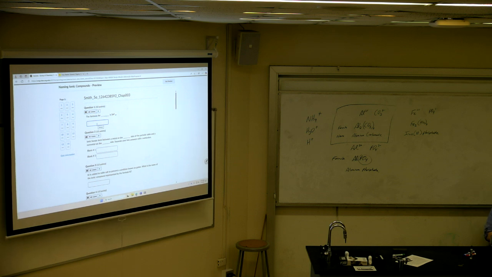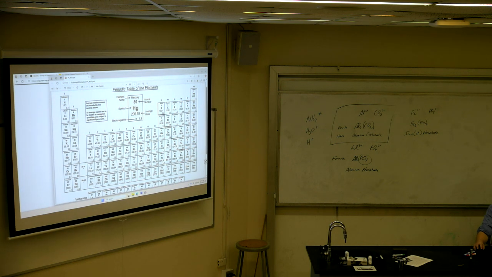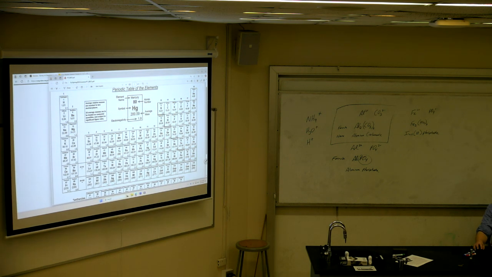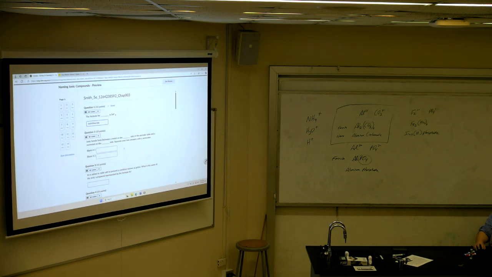So you'd have to say here tin, and I guess you do IV, capital IV. Fluoride. That would be the name of this. You would have to put the parentheses because Sn is down here. So it's got a variable charge. I guess that accepts it as correct.